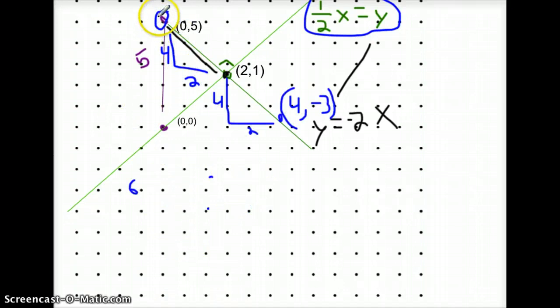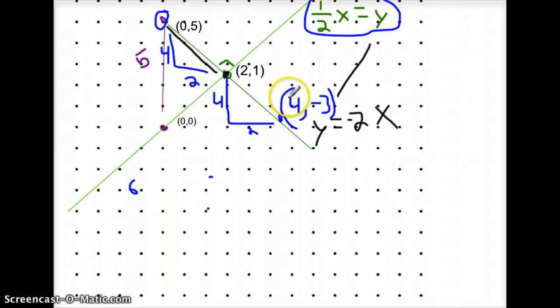Now I want to find the distance from this point, (0, 5), to the point that I just found, (2, 1). And I can see that I will move 2 over and 4 down. Now this drawing is not quite to scale. So I also now know that if I move 2 over and 4 down right up to my reflection line, I must also do the same. So here I go, 4 down and 2 over, which gives me my new point.